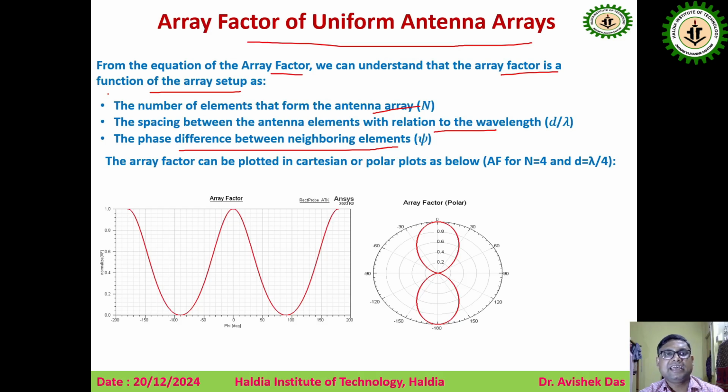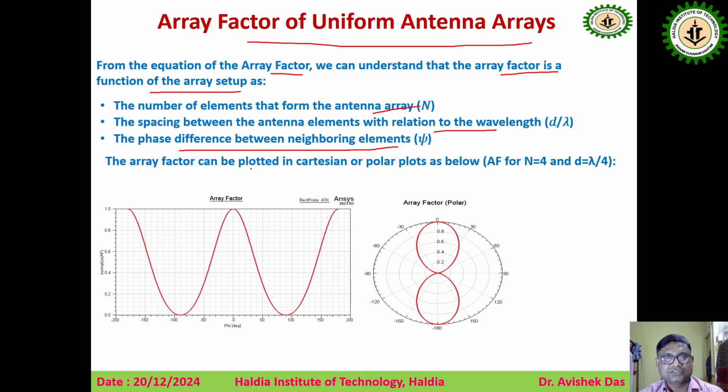First one is the excitation amplitude of each element of the array. Next, after the excitation amplitude, is the spacing between the two elements. Third one is the phase on each element of the array. And the fifth one is what type of single antenna element is used. Depending on that, the total radiation pattern of the array changes.